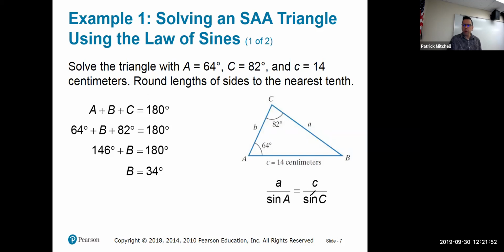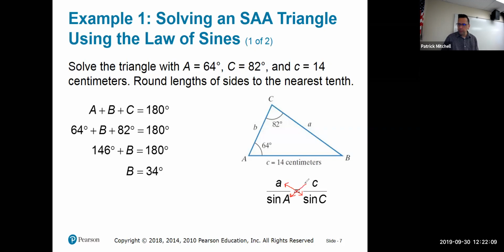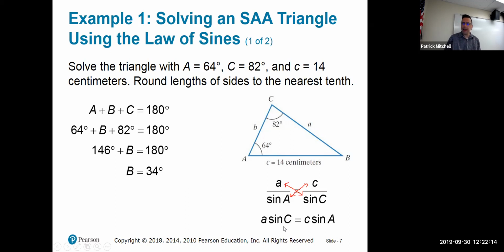When you have a proportion, and this is an example of a proportion, two fractions that are equal, you can cross multiply those to get an equation that does not involve any fractions. So if you multiply those together, you get that A times sine C is equal to C times sine A. Okay. And what do I have again? I have big A, I have little c, and I have big C. So that's enough information to solve for little a.